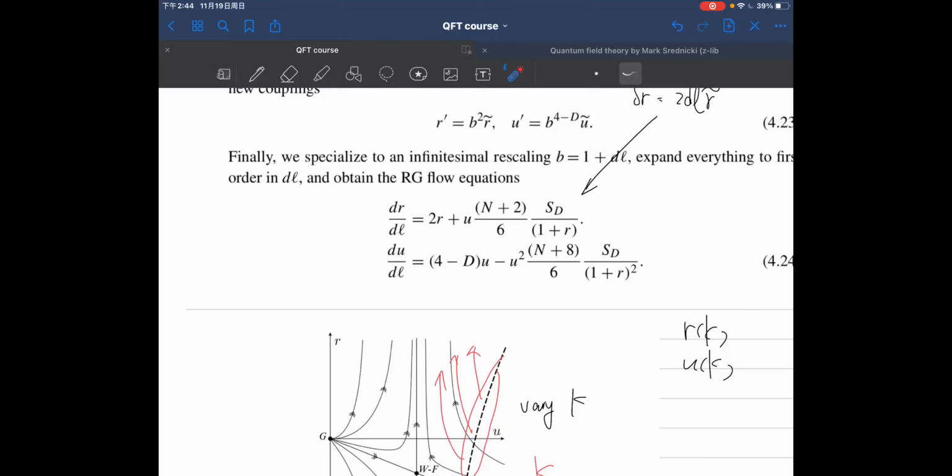Then what can we get if we know that the theory has another fixed point? What can we get? We can study the behavior of the system near the fixed point, which means that we can derive the exponent for the phase transition. This is what we want to get. Okay.